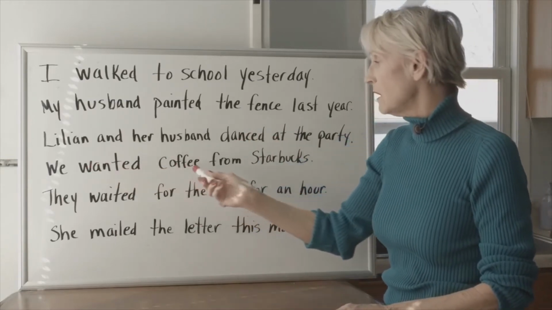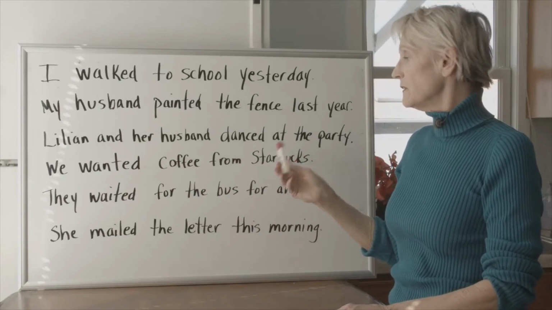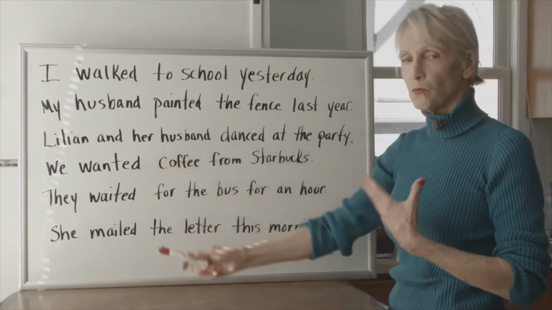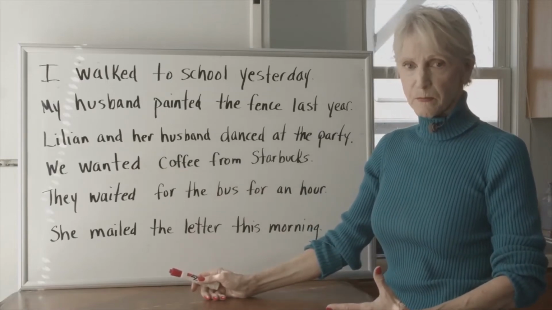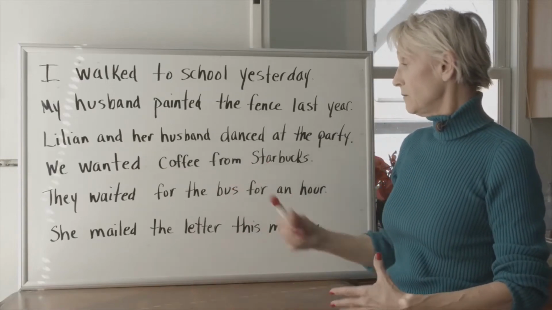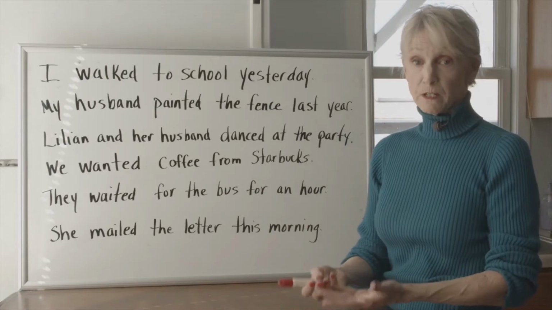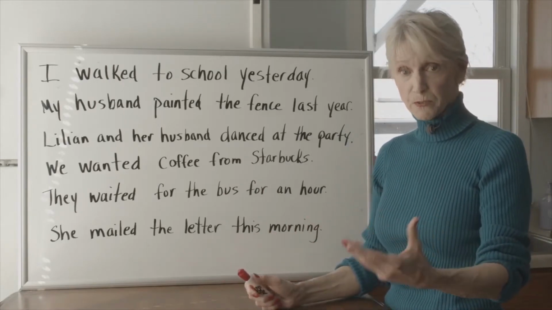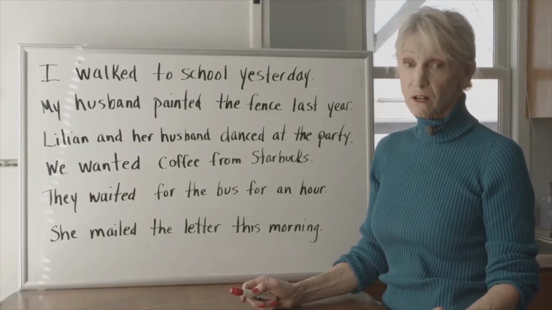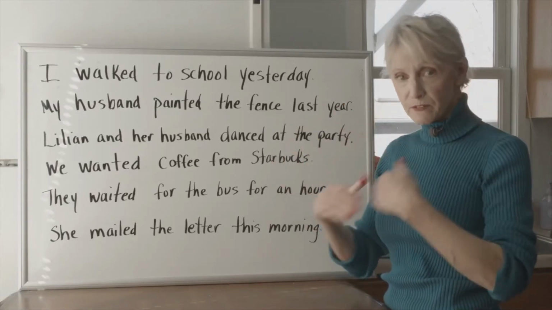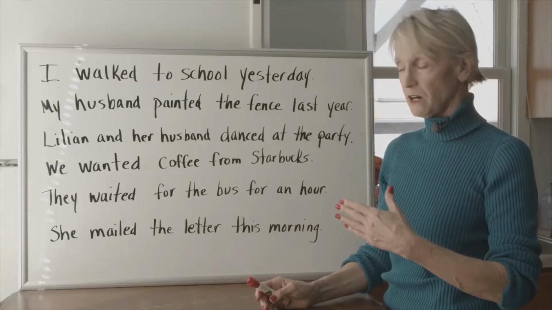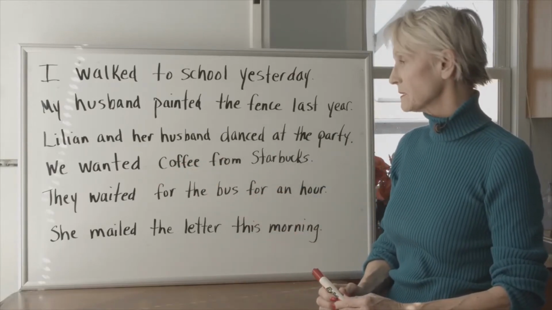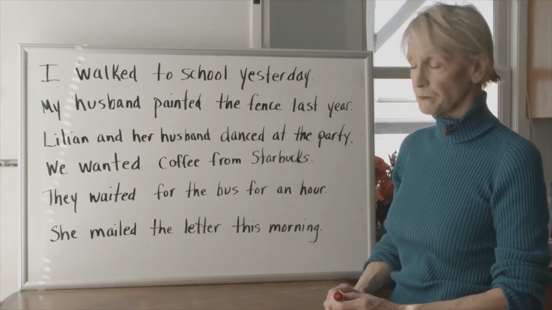We wanted coffee from Starbucks. There's no past here indicated, but the sense of wanting something is in the past. For example, maybe you asked someone for coffee, they brought coffee from Dunkin' Donuts, and you look at the coffee cup and you say, oh, we wanted coffee from Starbucks. The event has already passed of getting the coffee. You're talking about that you wanted coffee from Starbucks. That's another way to use the verb.